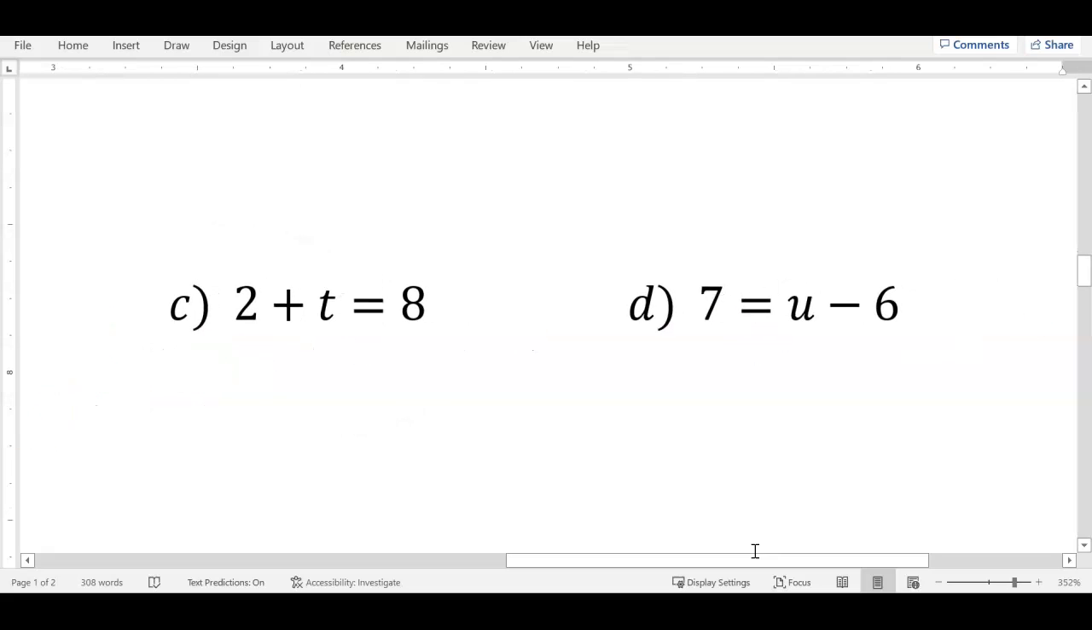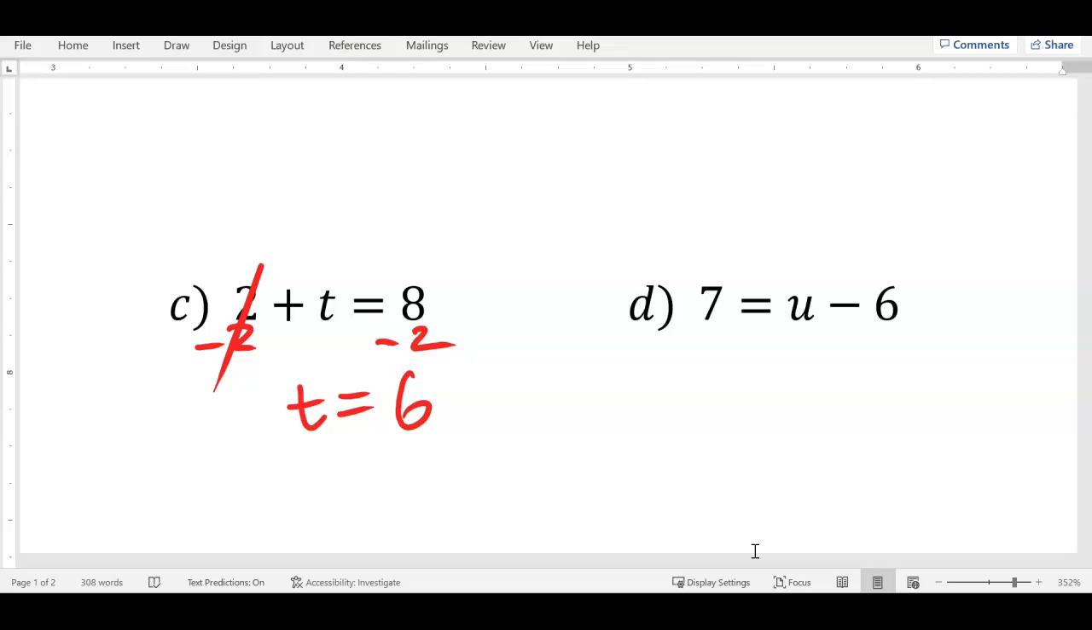Okay. Letter C, what's the variable? T. What's on the side of T that I need to get rid of? Positive 2. Now, how do I get rid of a positive 2? So again, T needs to be by itself. 2 needs to go away. It's positive, so I'm going to subtract 2 on both sides. The 2 and the minus 2, goodbye. Bring down T equals, and what's 8 minus 2? 8 minus 2 does give me 6.